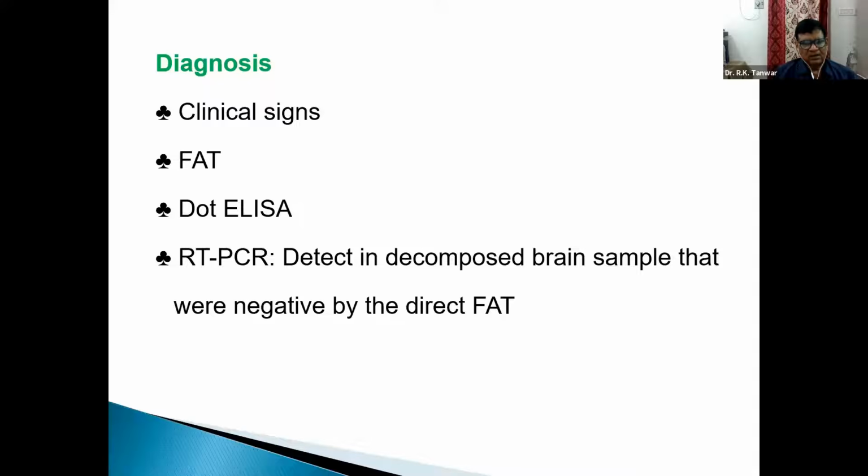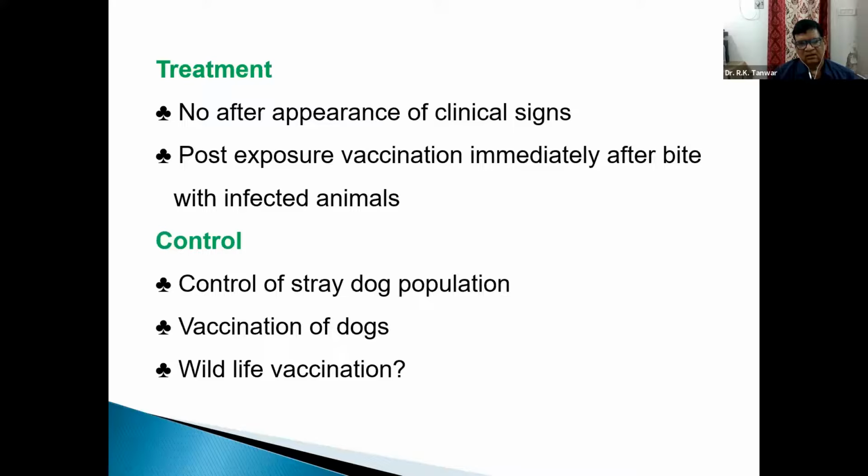Diagnosis is easily carried out by clinical signs and the fluorescent antibody test. If you take CSF from the atlanto-occipital space, it is also possible to diagnose. After the death of the animal, take the brain and prepare a smear. Euthanasia can be carried out. And if you have a specific laboratory, then the RT-PCR test can detect decomposed brain samples that were negative by the direct FAT. But at field level, FAT is also not available. The field vet has no option.